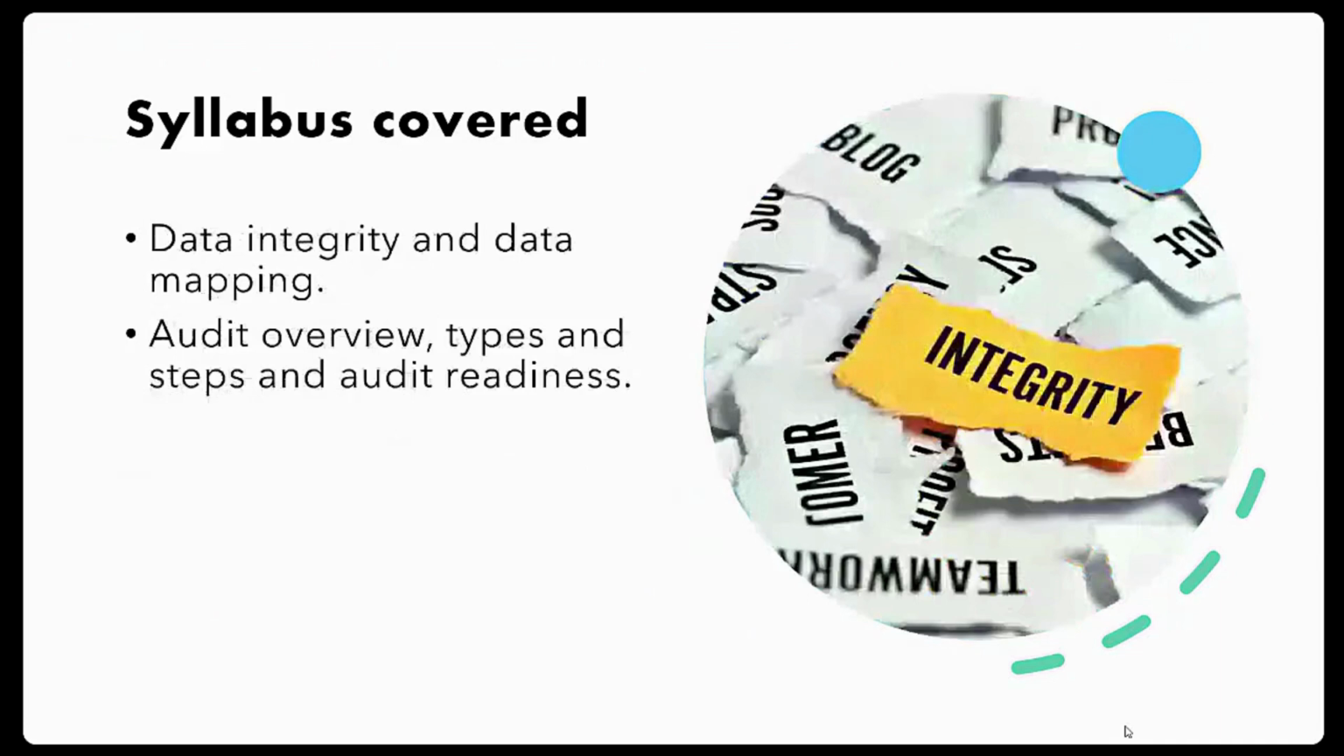Next, data integrity and data mapping. Data from generation of data to destruction of the data is called the data life cycle. All data should be complete, consistent and accurate throughout the life cycle. The data might be electronic data, paper based or both hybrid. So all the principles, all ALCOA principles will be discussed in this section.